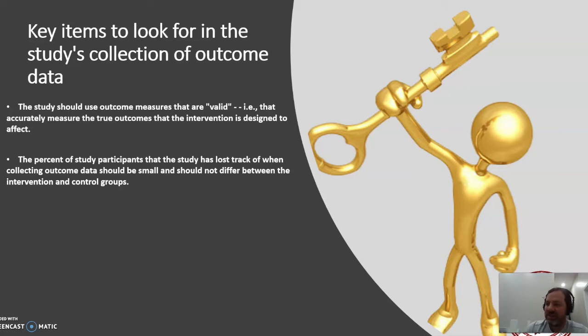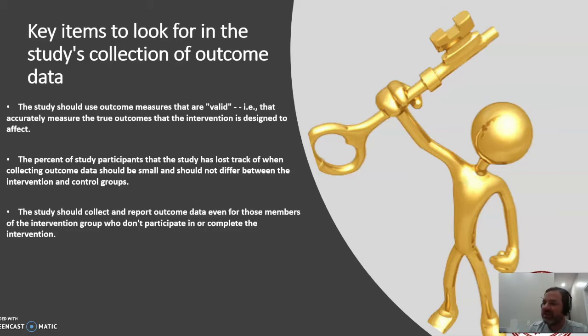Furthermore, the percentage of subjects lost track of should be approximately the same for the intervention and the control groups. This is because differential losses between the two groups can create systematic differences between the two groups and thereby lead to inaccurate estimates of the intervention's effect. This is sometimes referred to as the requirement for no differential attrition. The study should collect and report outcome data even for those members of the intervention group who don't participate in or complete the intervention.